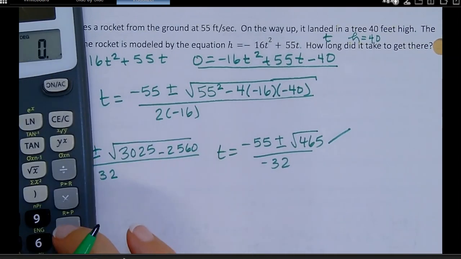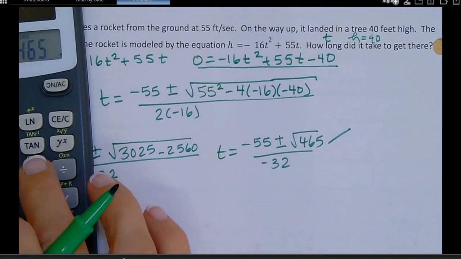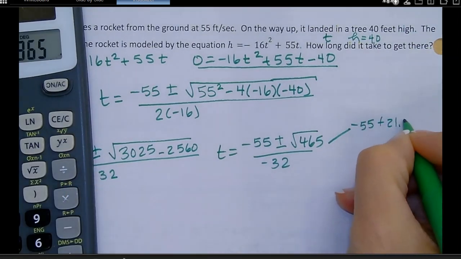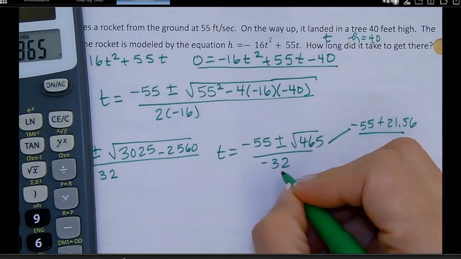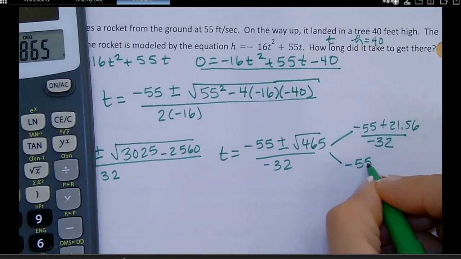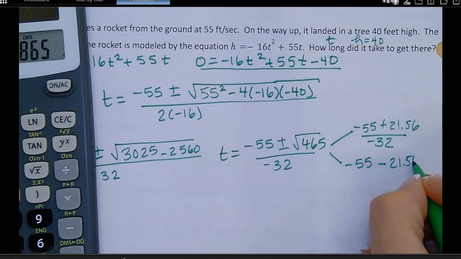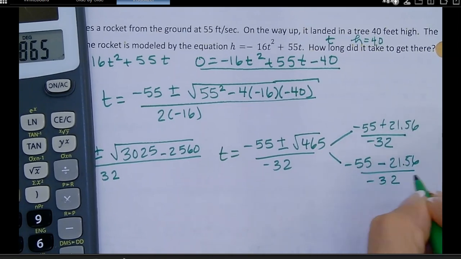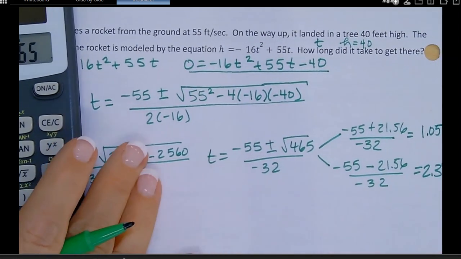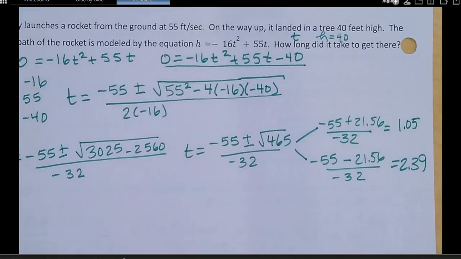So I have negative 55 plus the square root of 465. So negative 55 plus 21.56 all over negative 32. And my other option is negative 55 minus 21.56 all over negative 32. Okay, when I do that, I get 1.05 or 2.39. Whoops, 1.05 or 2.39.